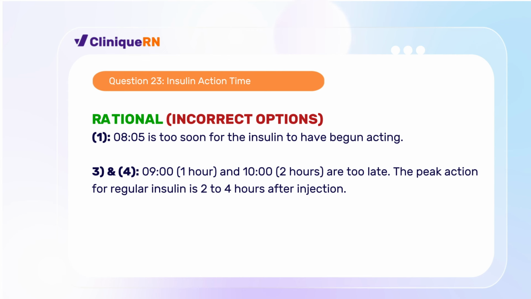Incorrect options. 1. 8:05 is too soon for the insulin to have begun acting. 3 and 4. 9 o'clock, 1 hour, and 10 o'clock, 2 hours, are too late. The peak action for regular insulin is 2 to 4 hours after injection.